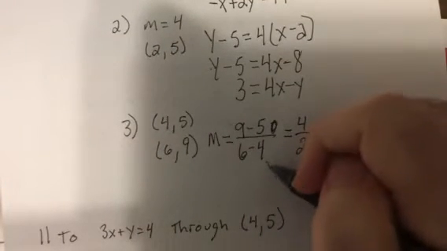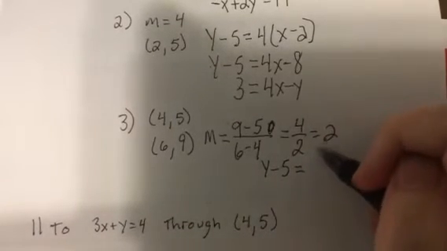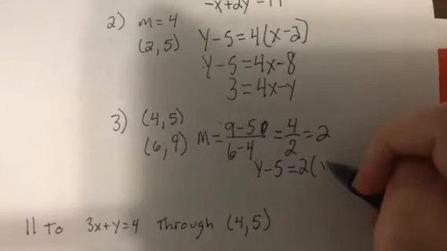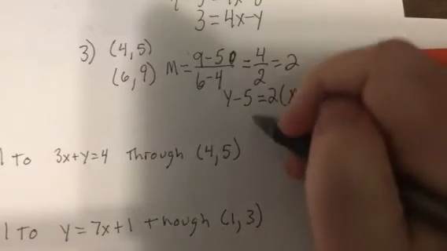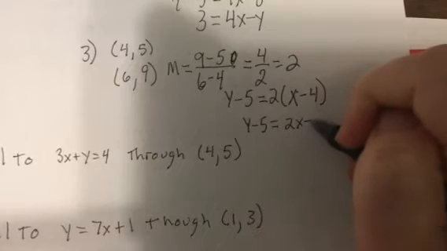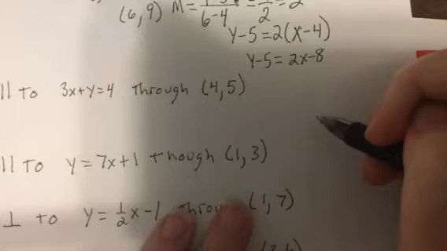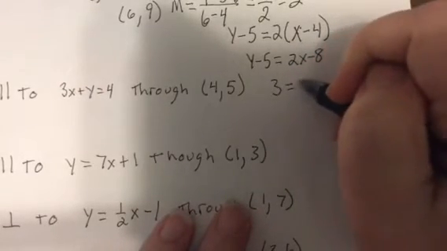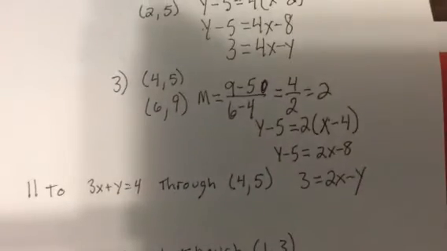So it would be y minus 5. I'm going to use point-slope. The slope is 2, and x minus 4, excuse me. So it'd be y minus 5 equals 2x minus 8. So I'm going to subtract the y to get the x and y on the same side and then add 8 again. Wow. Did I get the same answer? Nope, it's different.